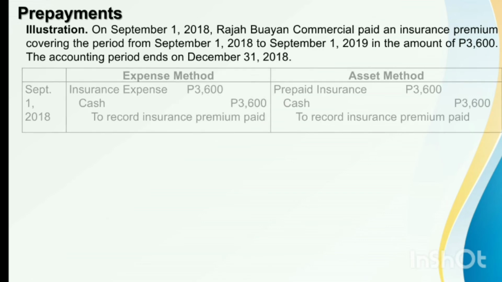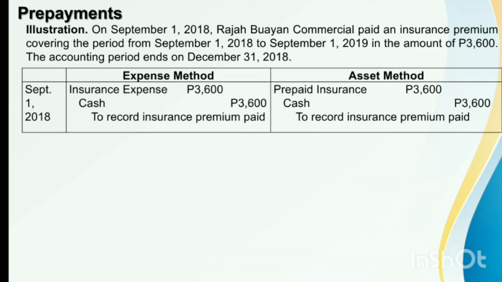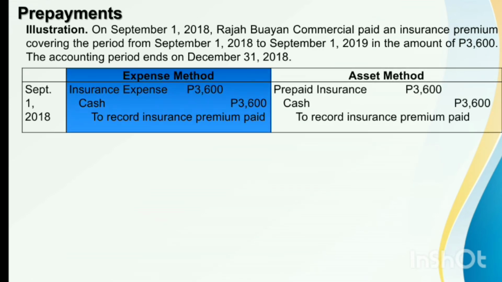So the journal entry on September 1, 2018 under the expense method, we have the debit entry insurance expense 3,600 pesos, and credit to cash 3,600 pesos. That is to record the insurance premium paid. Take note that under the expense method, the debit entry is an expense account, which is insurance expense.